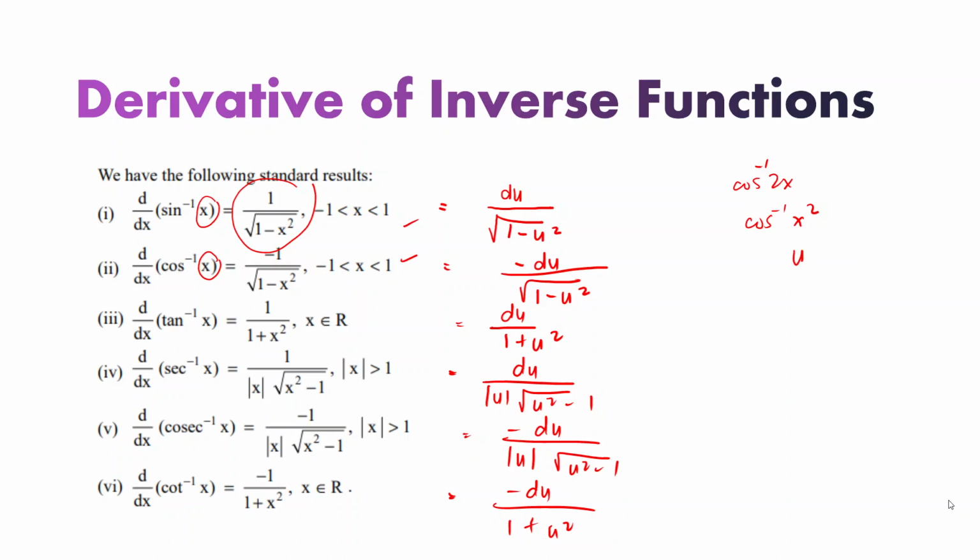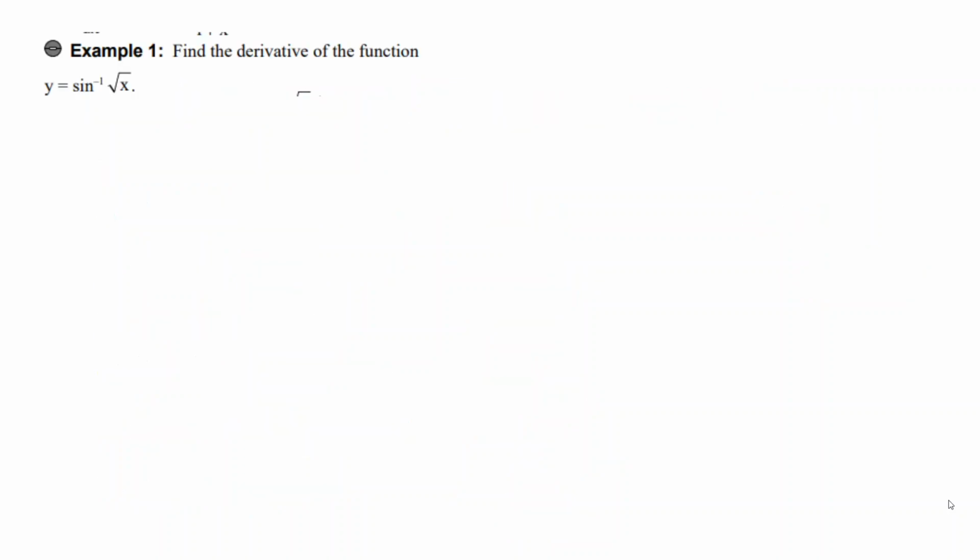Like, for example, u is equals to x squared. Okay? So, pwede natin i-substitute. Then, we have to get the du or 2x dx. Okay? So, ganun po siya. Okay? So, let's try here in the first example.